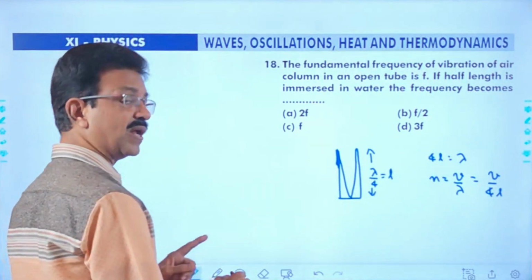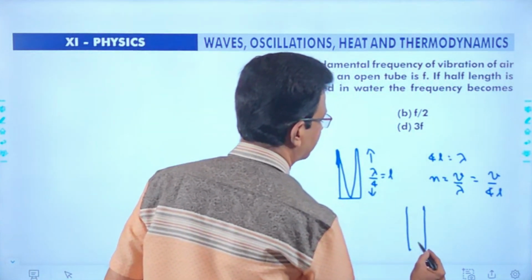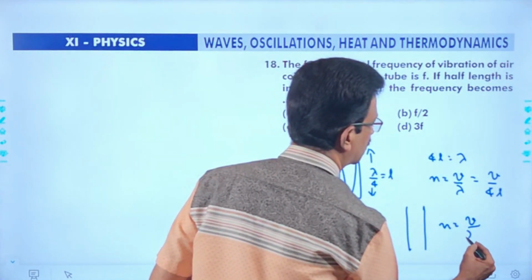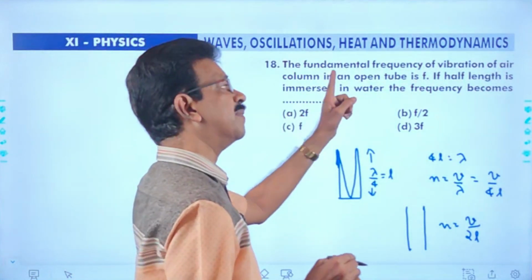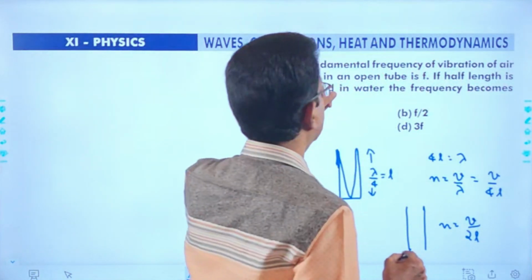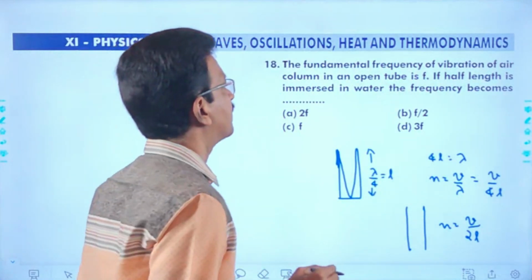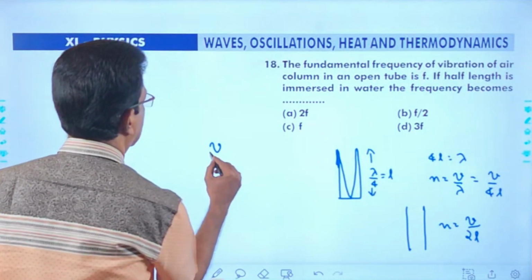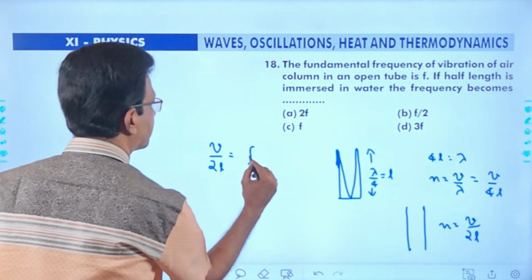And for an open tube, open tube means both the ends are left open, the fundamental frequency is V by 2L. In the given question, the fundamental frequency of vibration of an air column in an open tube is F. Fundamental frequency V by 2L, in the case of an open tube, is given as F.